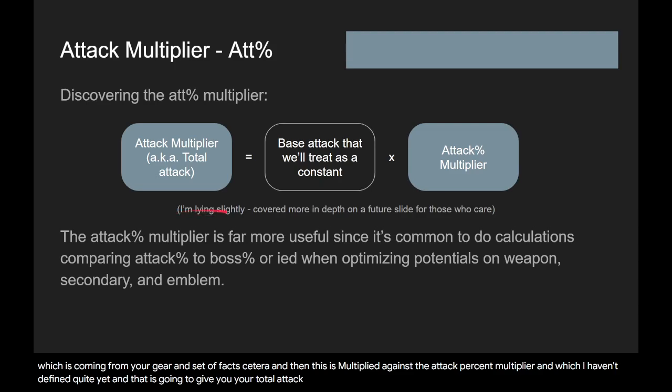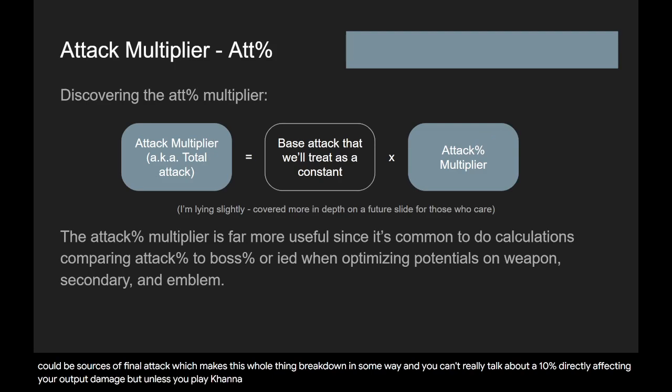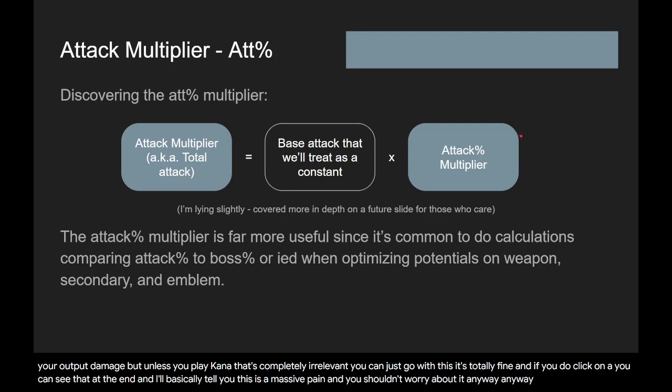I put this note here, I'm lying very slightly. I'll talk about this at the very, very end, but technically there could be sources of final attack, which makes this whole thing break down in some way, and you can't really talk about attack percent directly affecting your output damage. But unless you play Kana, that's completely irrelevant. You can just go with this. This is totally fine. And if you do play Kana, you can see that at the end, and I'll basically tell you this is a massive pain and you shouldn't worry about it. Anyway, okay.